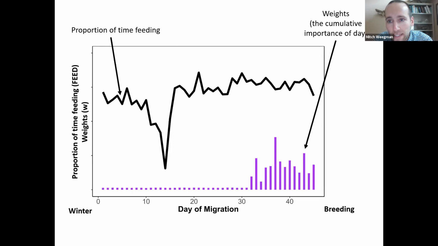the various weights associated with the cumulative importance of each day. And so while there's this pretty substantial drop in the proportion of time feeding early in the migration period, the weights would suggest in this instance that actually those moments are not as important as those leading up to the breeding window. So even though there's less variation closer to the breeding period, the importance of that variation is greater. So this is what this framework allows us to do.